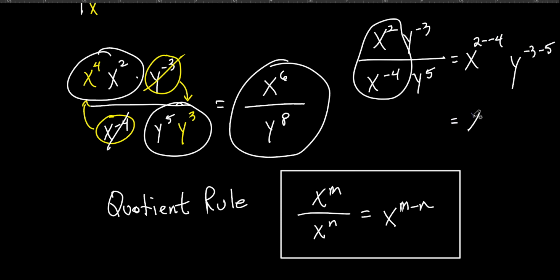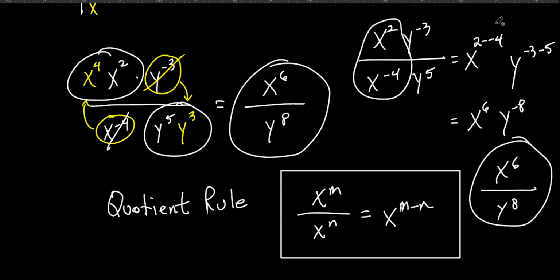Now look what we get. This is going to be x to the 6. And this is going to be y to the negative 8. But if we make it so there's no negative exponents, we're going to flip it to the bottom and make it y to the 8th. You still get the same exact answer. But this is where students have a lot of trouble, and this is where they make a lot of mistakes. So this right here is the method that I would use to solve a problem like this. Good job, guys.